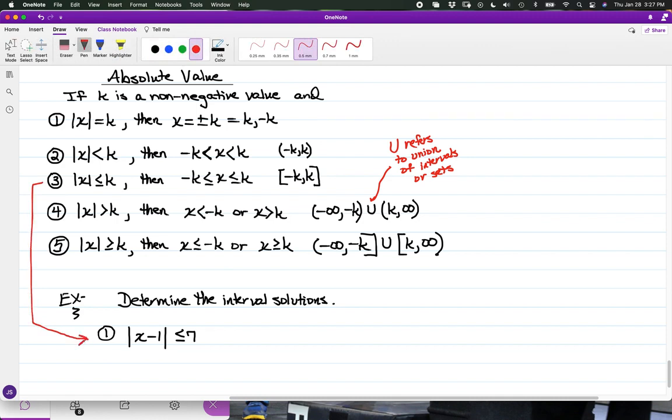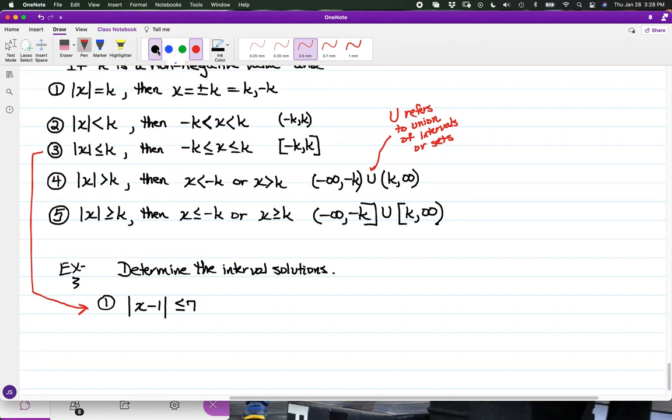Okay, so looking at solving for x, I have the absolute value of x minus 1 is less than or equal to 7. Again, your k value is 7. So if this is true, then x minus 1, once you take it out of the absolute value notation, will be sandwiched between negative and positive k, or in this case, between negative and positive 7. So we have that negative 7 is going to be less than or equal to x minus 1, which in turn is going to be less than or equal to 7.